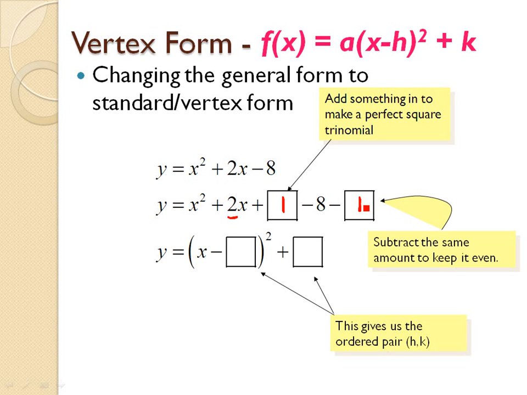Since now we have a perfect square trinomial, what is x squared plus 2x plus 1? It is x plus 1 squared. So let's change this minus sign to a plus here. It's x plus 1 squared. And what is negative 8 minus 1? It is actually negative 9.